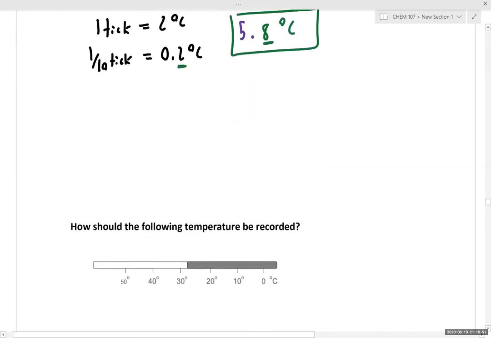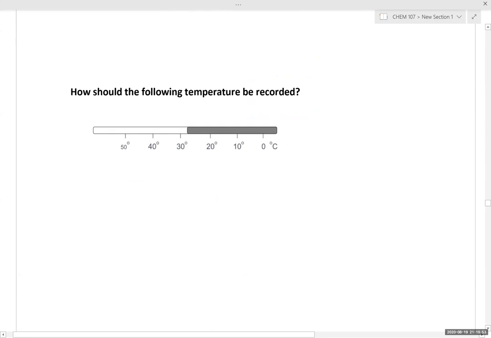Perfect. So let's now look at another thermometer, and I'd like you to answer the question, how should the following temperature be recorded? Let's spend about 1.5 to 2 minutes, and the responses I see in the chat look great so far. But let's try to get a few more responses in the chat. This is exactly the kind of measurements you'll be taking in today's lab.